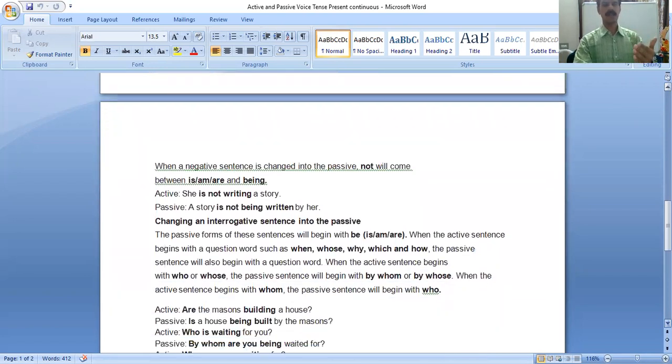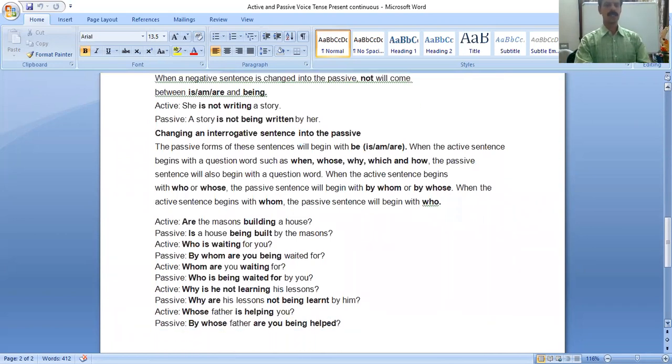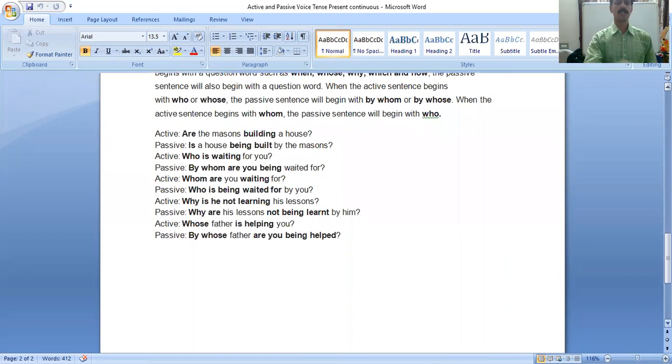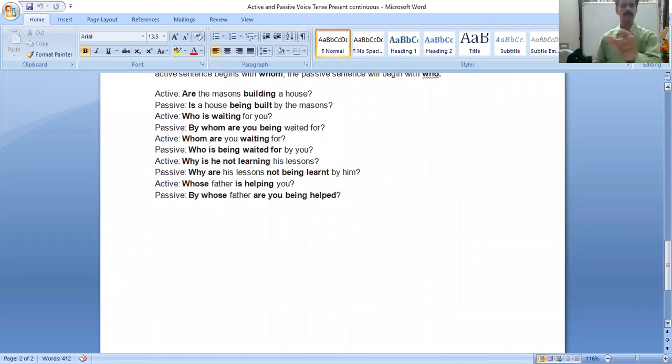Negatives and everything are given there. So negative forms are given, and how to make them. And interrogatives are given. Are the masons building a house? Here, see: are the masons building a house? Is a house being built by the masons?